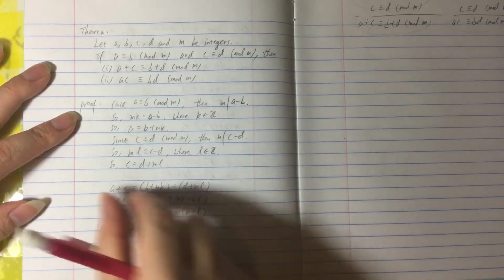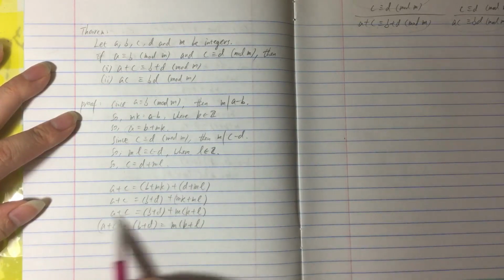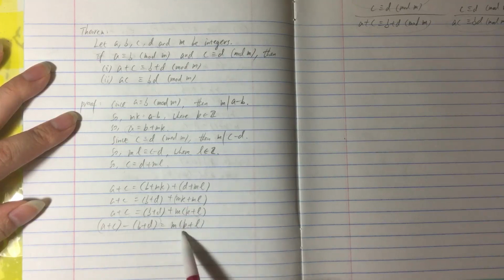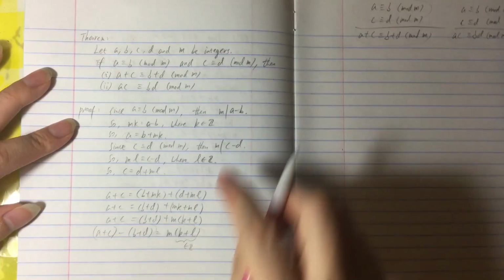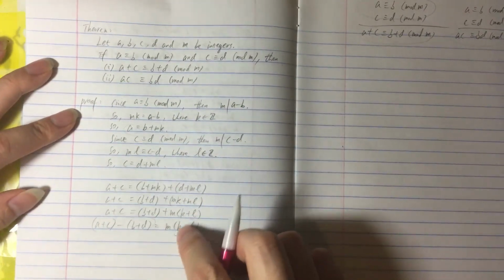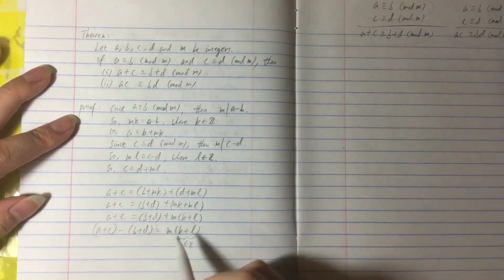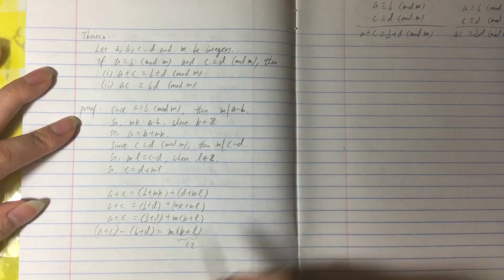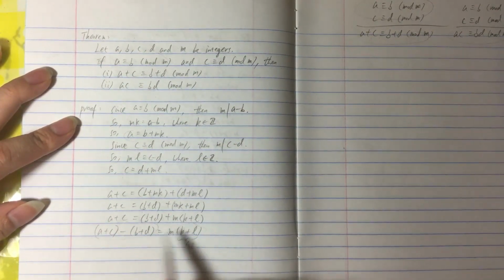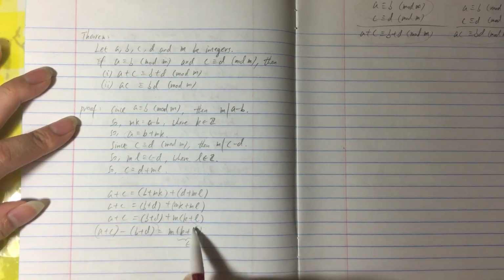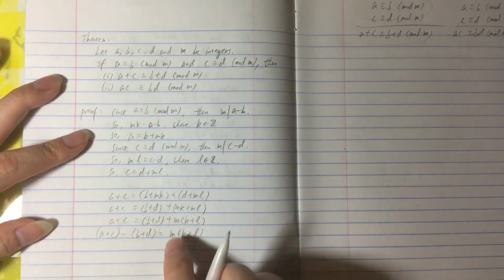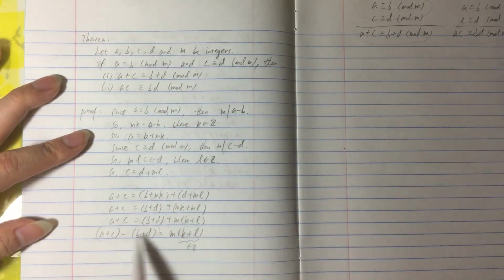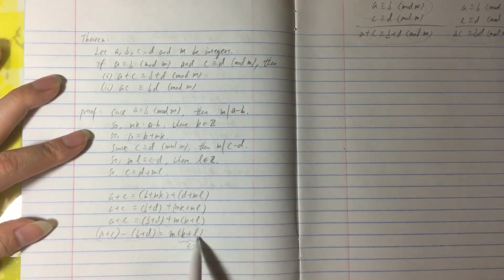I bring b plus d over. So this is a number, this is a number, and this is an integer. K plus L, since both K and L are integers, K plus L is an integer. Since M times the integer equals this number, I can say M divides this number.